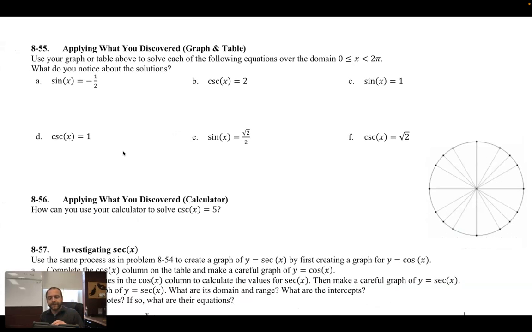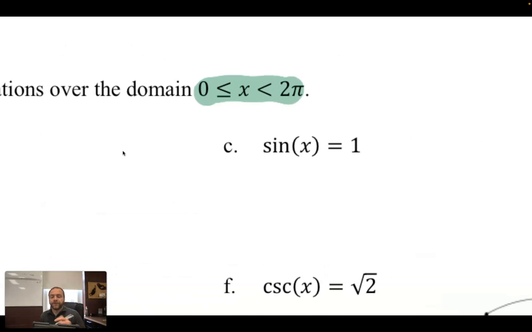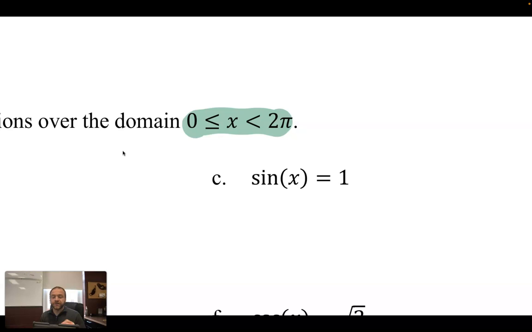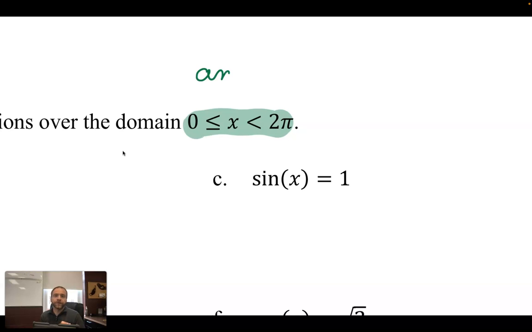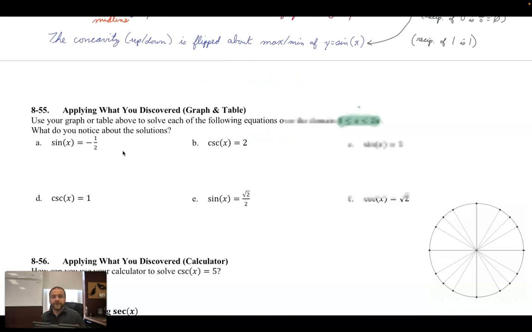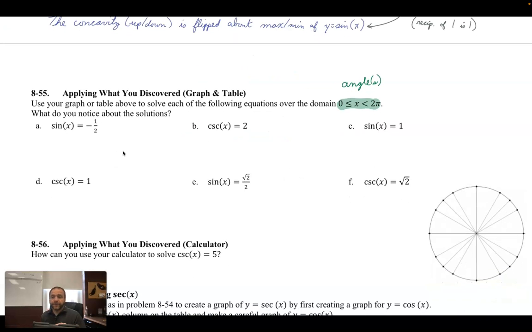Now, it is saying solve, and we're being asked to solve over the domain 0 less than or equal to x less than 2 pi. That means one rotation around the unit circle. We are trying to find the angles between 0 and 2 pi that fit the characteristics. So in this case, I could go to my graph or my table and ask, what angle gives me a sine of x equal to -1/2? But I think we should practice the unit circle for it.